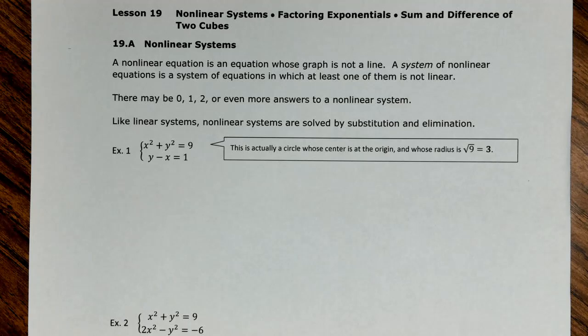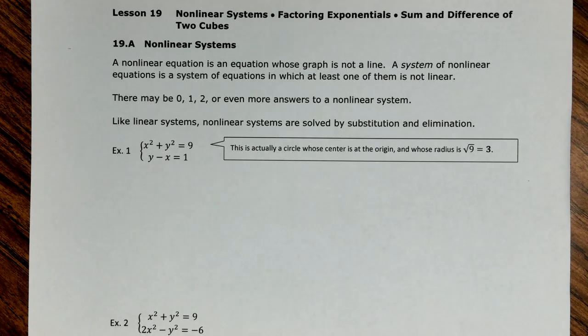And a system of these, we could have two or three. We're only going to be doing two right now. And when this happens, you might get no answer, 1, 2, 4. There could be many answers to these, or none at all. Like linear systems, nonlinear systems are solved by substitution and elimination. So you do them basically the same way, you just don't know how many answers you're going to get.